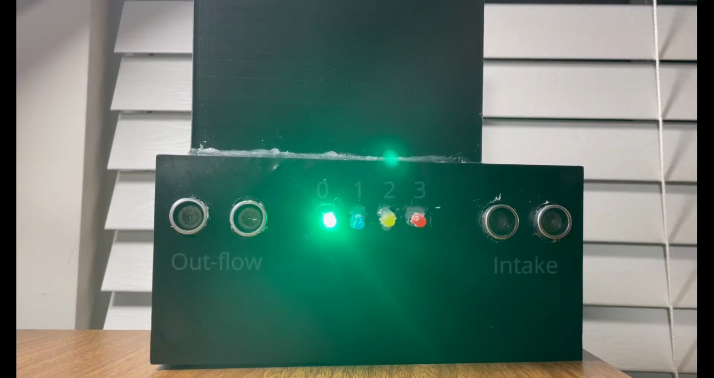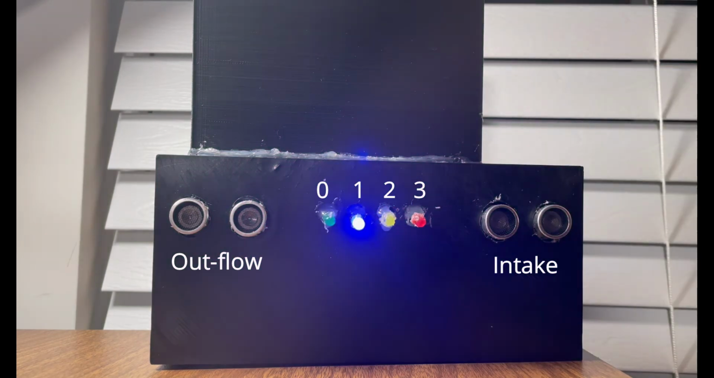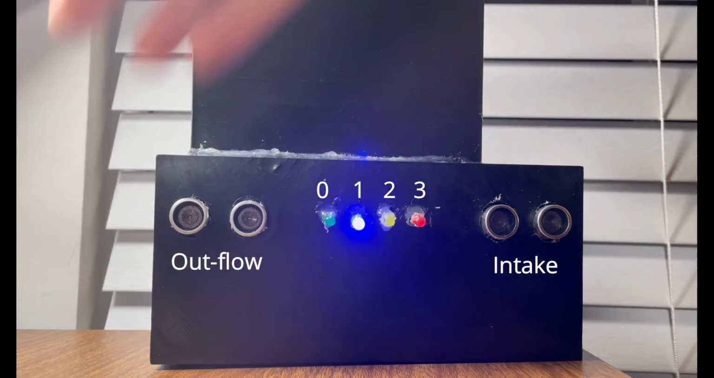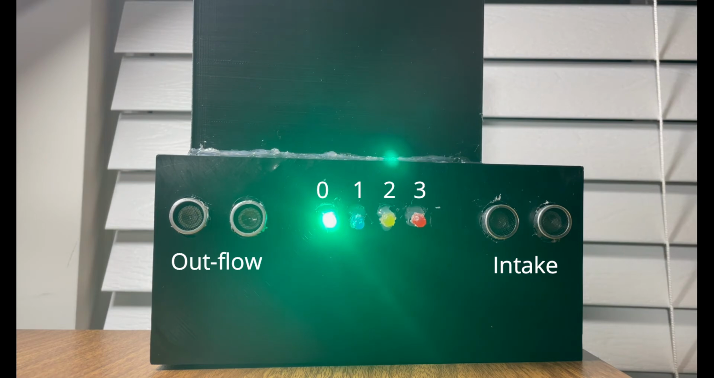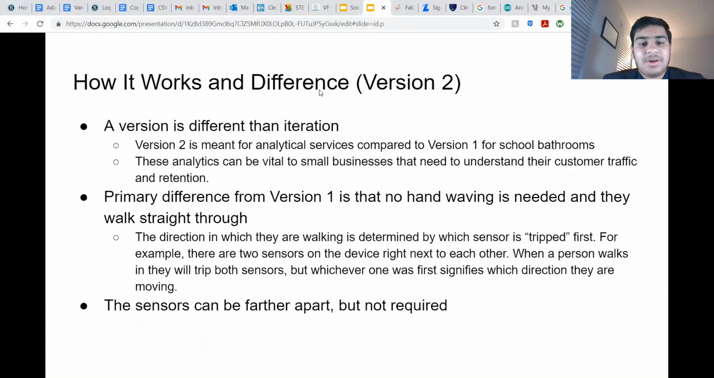So when a person walks in, they leave their hand in front of the intake sensor. And it's all touchless. And when they leave, they leave their hand in front of the outflow sensor, like that. And it can go as far as the limit, and no more. Now let's talk about how it works in version 2.